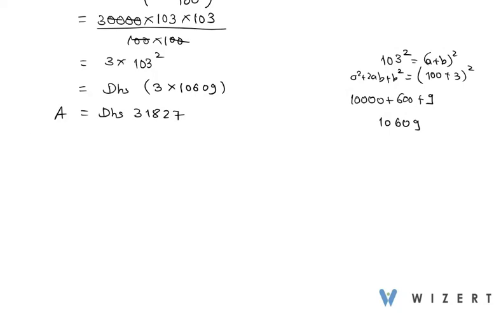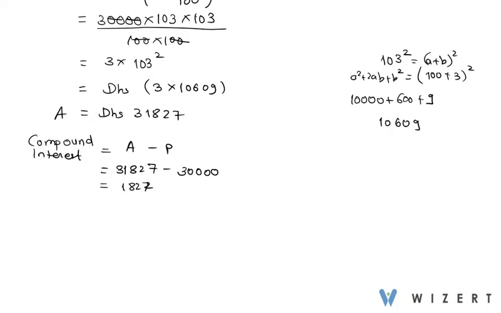So what is compound interest? Compound interest is amount minus principal, which is 31,827 minus 30,000, which is equal to 1,827 dirhams. So this is the answer.